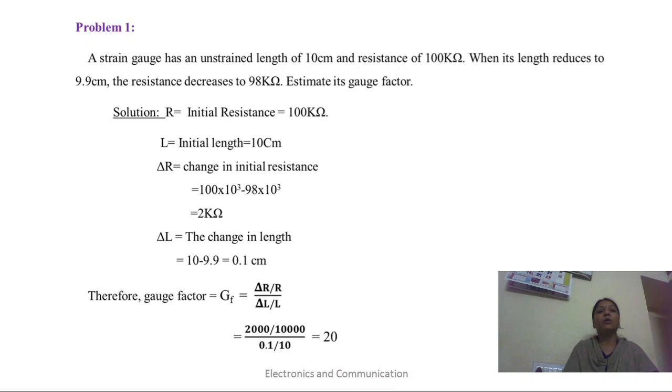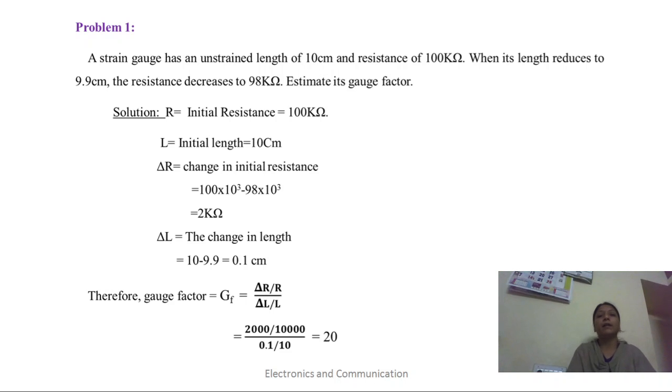Delta R, how to calculate delta R? Delta R is equal to R minus the changed resistance. So, the change in initial resistance is 100 into 10 to the power of 3 minus 98 into 10 to the power of 3. That is equal to 2 kilo ohm resistance. Because the original resistance is 100 kilo ohm, and the decreased value of resistance is 98 kilo ohm. So, you are getting delta R as 2 kilo ohm.